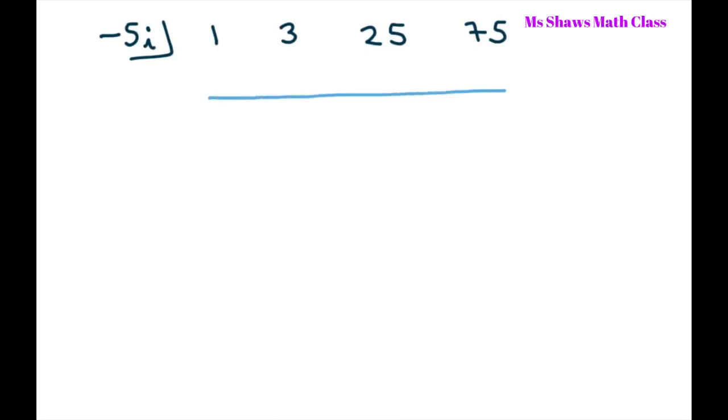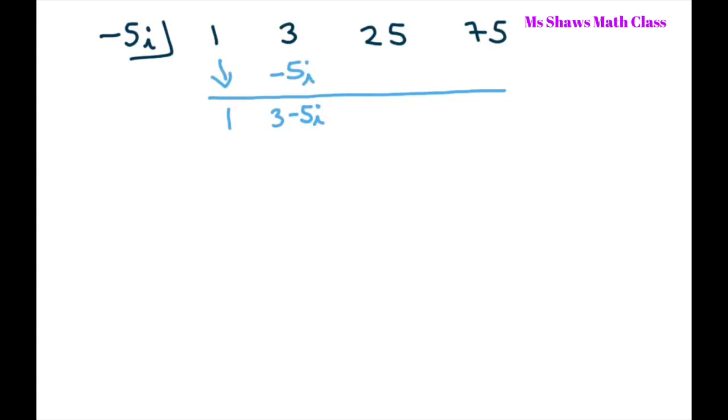It's a lot easier actually than long division, if you can keep this straight. So bring down the 1, and multiply 1 times -5i, which is -5i. You add these, and you get 3 minus 5i. Now, the tricky part starts now.